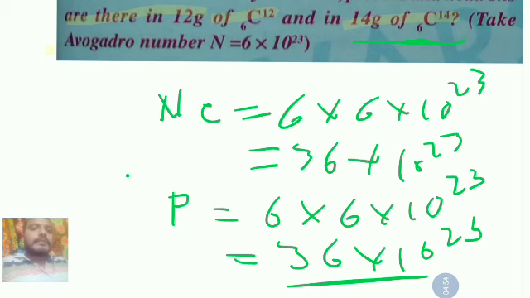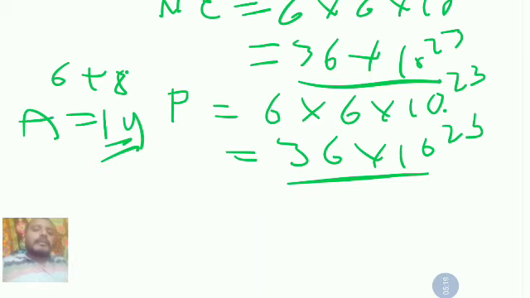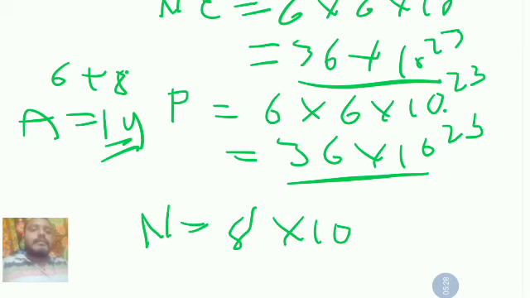So the number of protons and number of electrons are both equal, but here the atomic number is 6 and the mass number is 14, so the number of neutrons is 8. Why? Because 6 plus 8 is equal to 14, the given mass number 14. That is why the number of neutrons is 8 into 6 into 10 to the power of 23, because the Avogadro number is 6 into 10 to the power of 23.